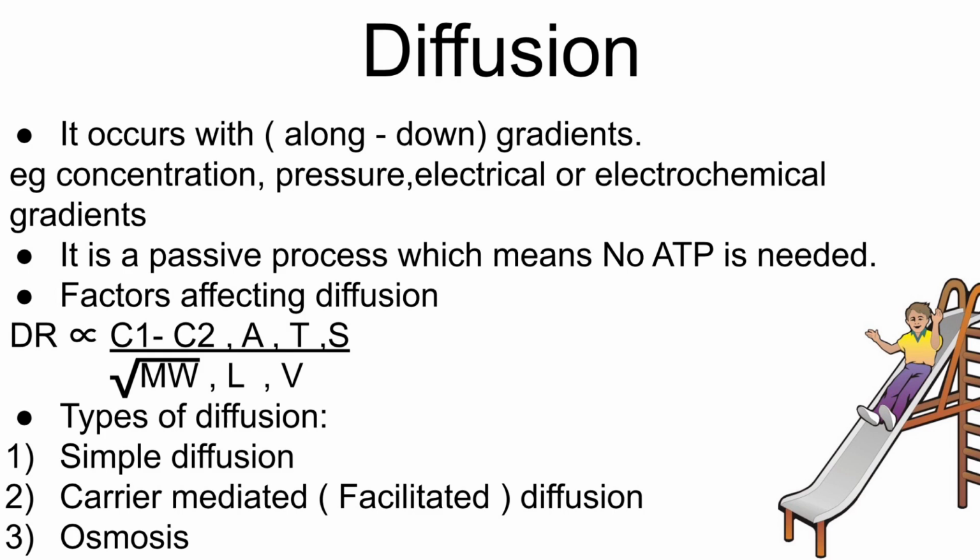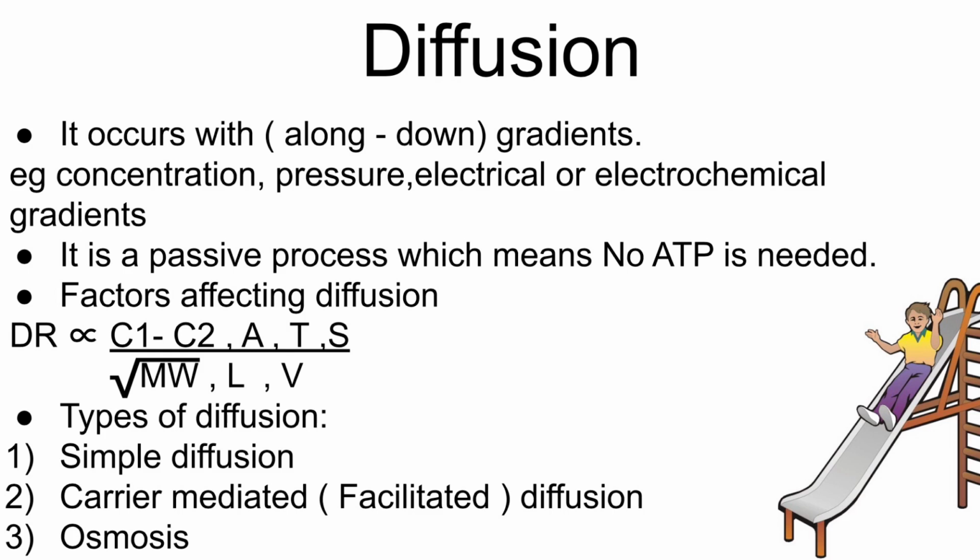Secondly, as diffusion occurs down a gradient, it is like a kid going down a slide. It does not need energy, so no ATP is needed. It is a passive process. Note, diffusion is the only type of transport which is passive.